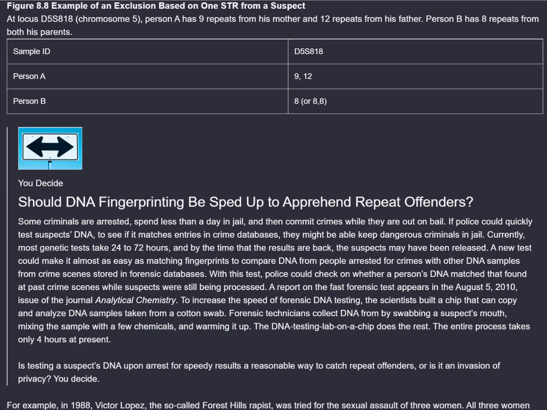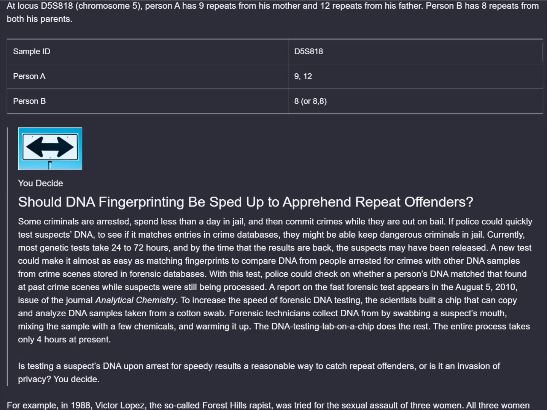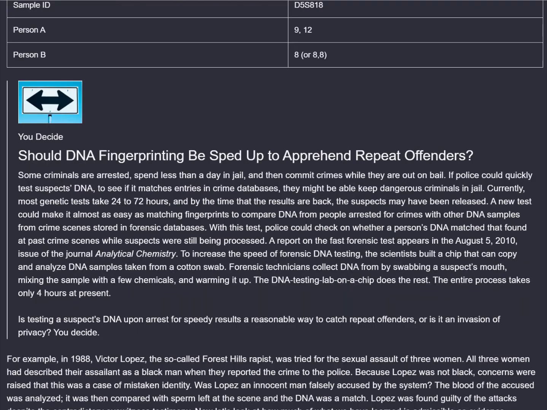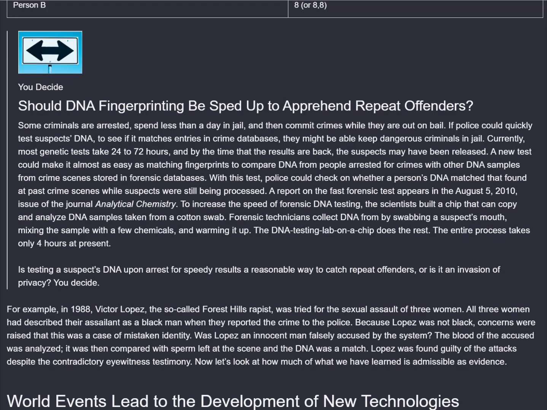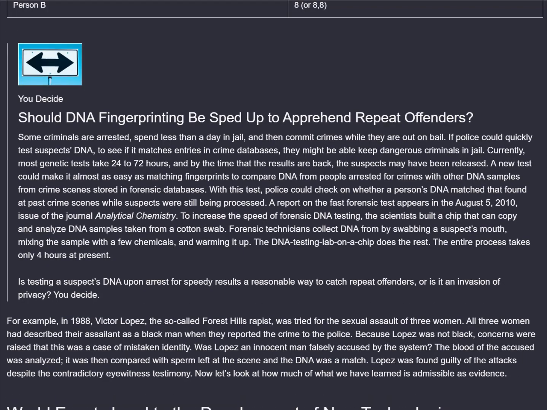Figure 8.8 Example of an exclusion based on one STR from a suspect. At locus D5S818, chromosome 5, person A has 9 repeats from his mother and 12 repeats from his father. Person B has 8 repeats from both his parents. Sample ID. D5S818. Person A 9, 12. Person B 8, 8.